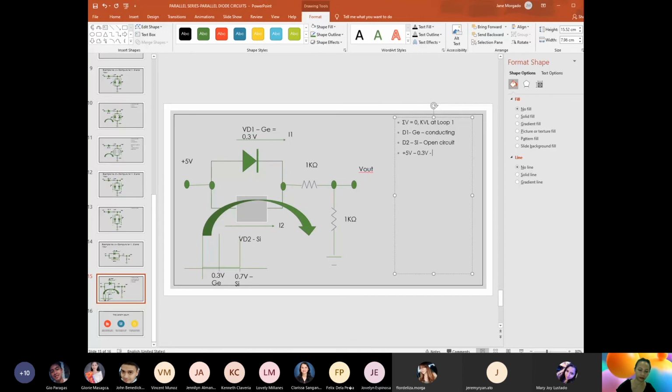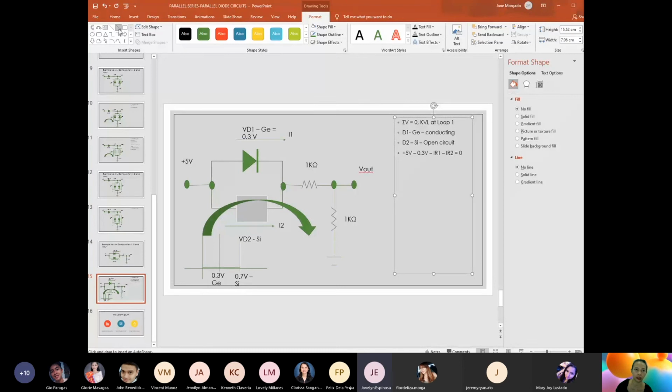Minus IR1. And, next. Minus IR2. We have two resistors, no? Kaya dapat IR1, IR2 din. Nasa ground na tayo. Okay?